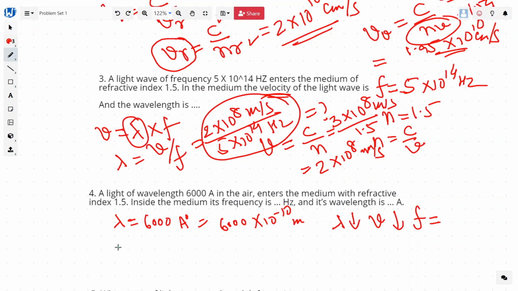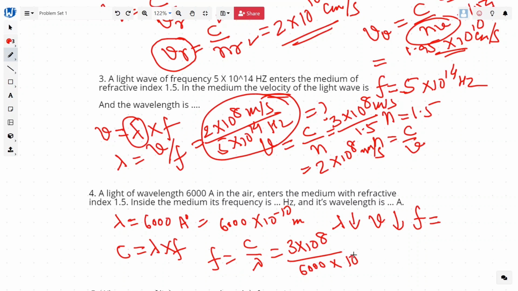So we can find that by c is equal to lambda times f. So f will be c by lambda. The c is 3 into 10 to the power 8, and the lambda given here is 6,000 times 10 to the power minus 10. And we can simply solve that and we'll get the answer for the frequency, right? So inside both the mediums, the frequency is going to be the same and its wavelength is going to change, right? So we now need to find out the wavelength.